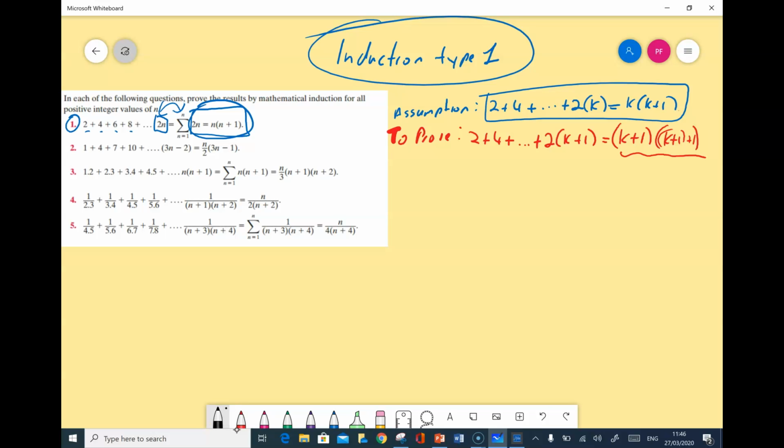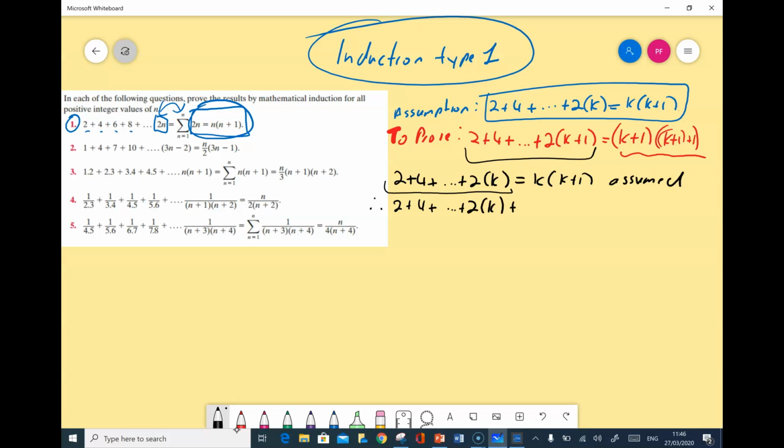Alright, so what do we do? We start with our assumption. So 2 plus 4 plus ... plus 2 times k equals k times k plus 1. That is what we have assumed. Okay, if that's what we've assumed, therefore I'm just going to turn the left side into what I want to prove by going on to the next term. So 2 plus 4 plus ... plus 2 times k plus 2 times k plus 1 is equal to, so all I've done onto my assumed is add on the next term, so I must add that on to the right of what I've assumed as well, plus 2 times k plus 1.